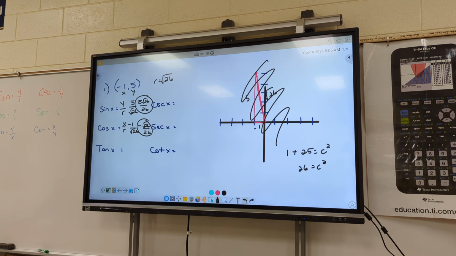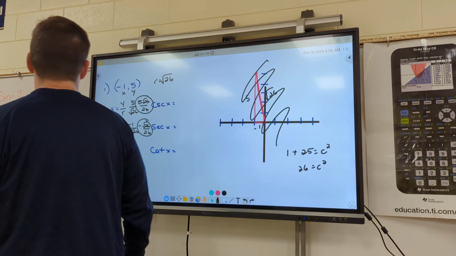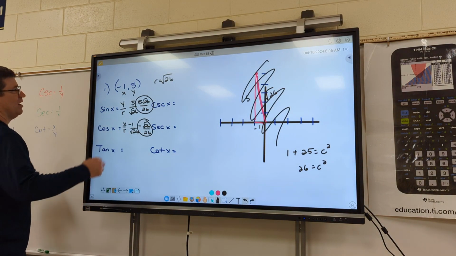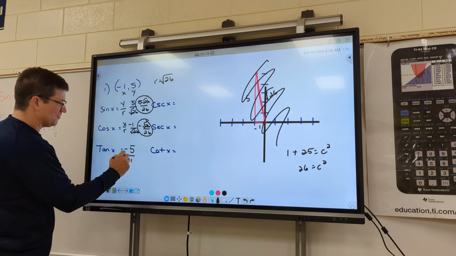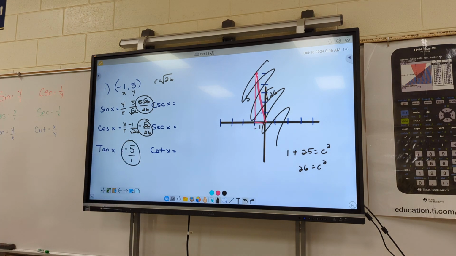Okay, cool. All right, last one. Tangent's going to be an easy one. It's just y over x. Tangent's y over x, 5 over -1. It's just -5. Or -5 over 1 if you want to put the 1 under it, either way.